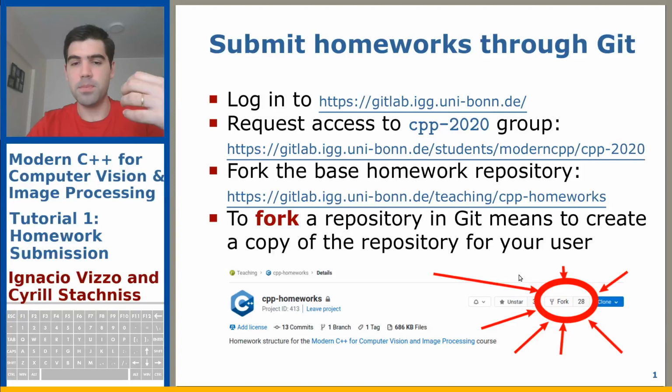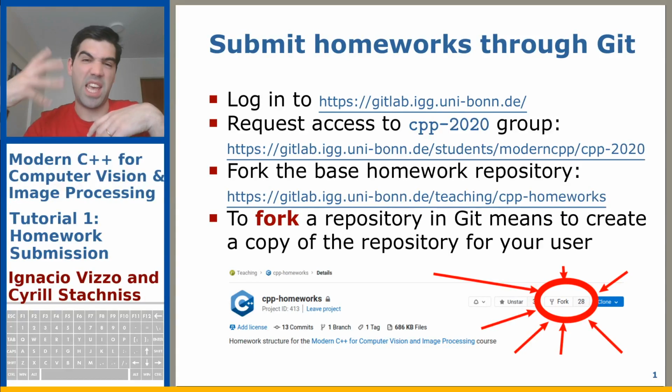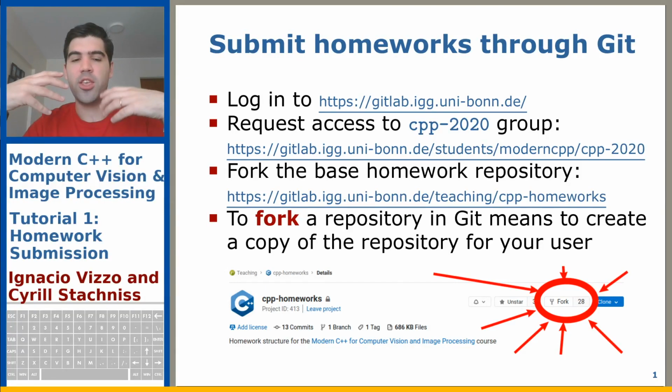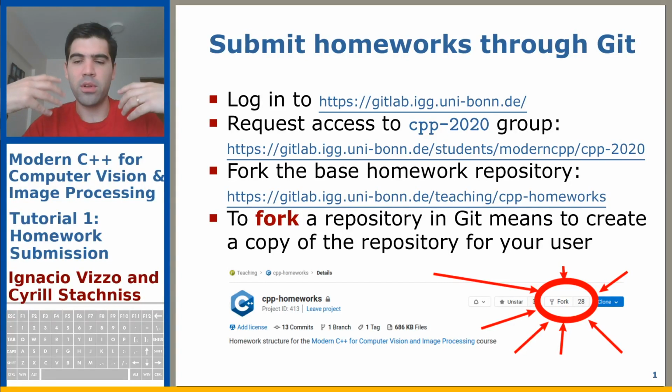What does this mean? It's basically that you will copy and paste the entire information of this particular repository. It's basically an empty repository with just some folders, and then you will own this repository. This means you can do whatever you want with this repository, but also you inherit by default all the configurations for the automatic homework checker.